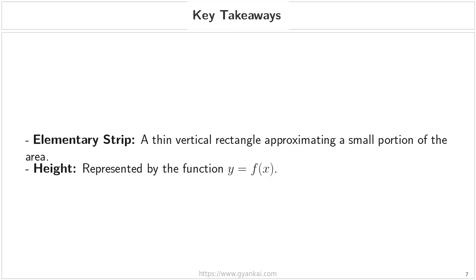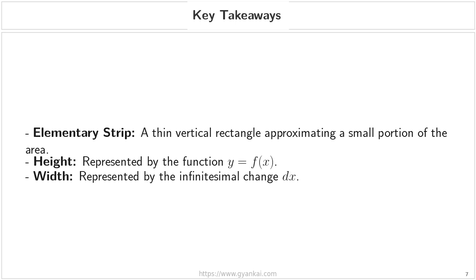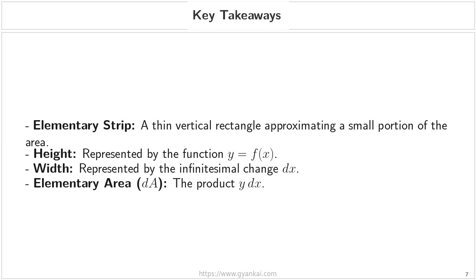Next, remember how we determine the dimensions of that strip. The height isn't just any number. It is represented by our function, y equals f of x. This means the height changes depending on where we are along the x-axis. The width, on the other hand, is represented by the infinitesimal change, which we write as dx. This represents a width so incredibly small that it is almost 0. When we multiply that height by that width, we get the elementary area, which we denote as dA in mathematical terms. This is the product of y and dx, or f of x times dx.